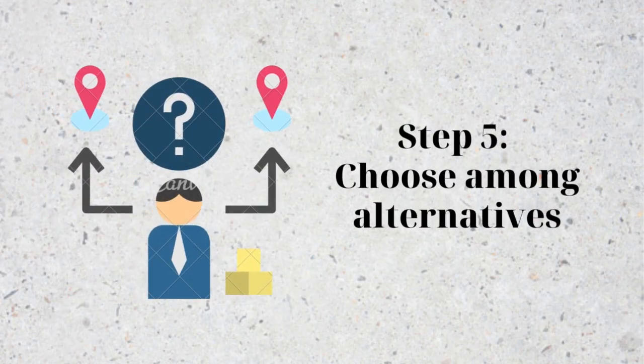Step 5, choose alternatives. Once you have weighed all the evidence, you are ready to choose the option that works best for you. You can also choose a combination of alternatives. Your choice in step 5 may be the same or similar to the one you placed at the top of your list at the end of step 4.